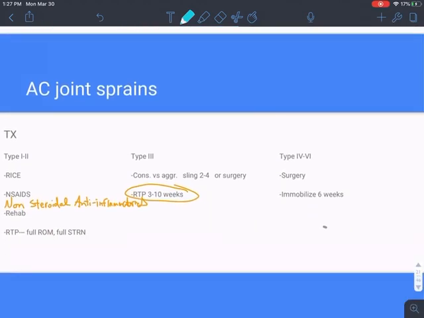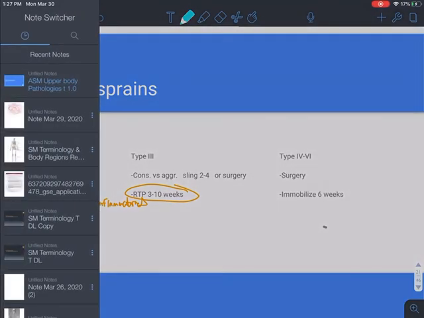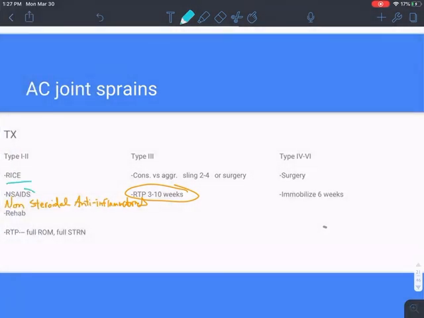AC joint sprain treatment, so type 1 through type 2: rest, ice, compression, elevation, NSAIDs, right? Everybody knows NSAIDs, but they don't know what they are. NSAIDs stands for non-steroidal anti-inflammatory drugs, and that's like ibuprofen. Okay. We'll do some rehab, work on some strengthening, and then return to play. You can return to play when you have full range of motion and full strength.